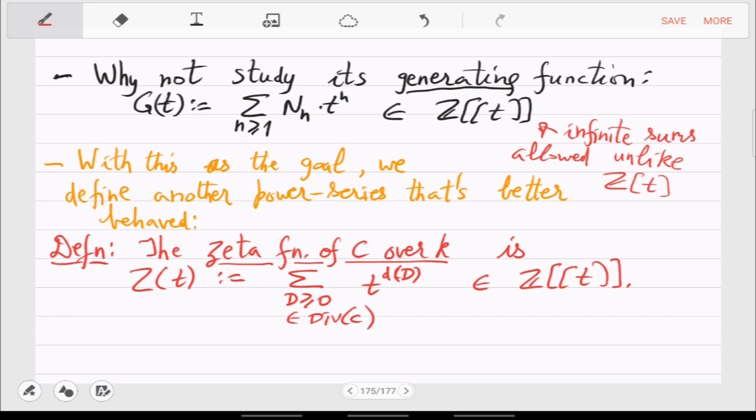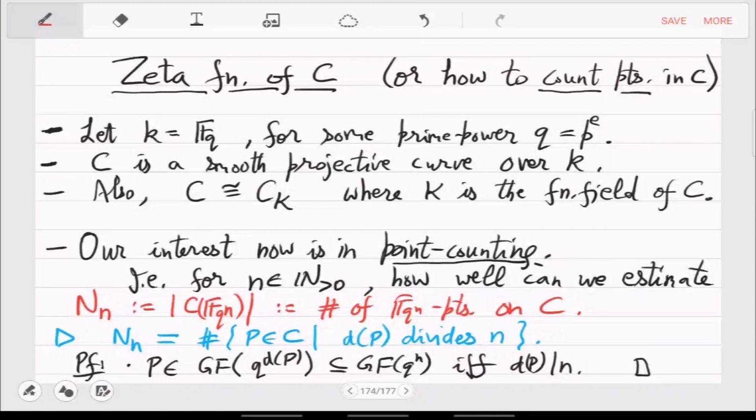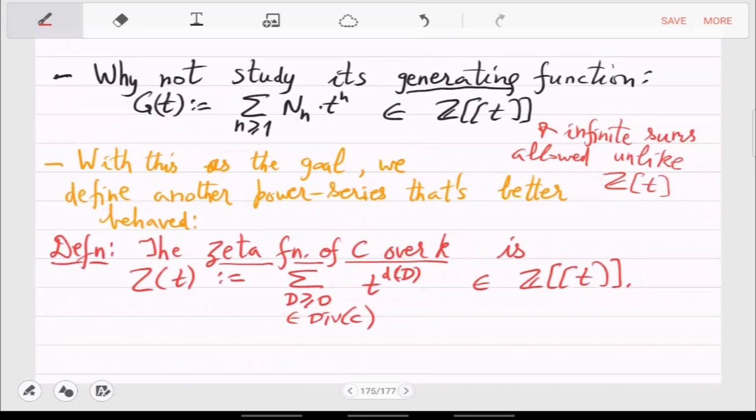So let's do that. Is this compatible with the definition of N_n that you gave in the last slide? You defined that N_n consists of those points such that dp divides n. So now you go back to your function. Yes, this zeta function, t to the power of the degree. But that was for a point. I have said nothing about the degree of a divisor. If the divisor is P1, then it is compatible with that lemma.